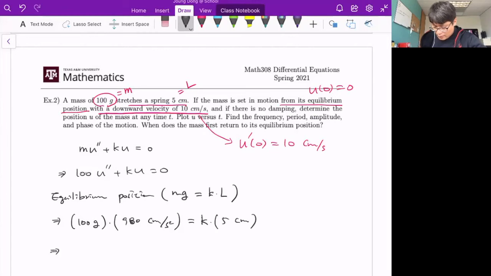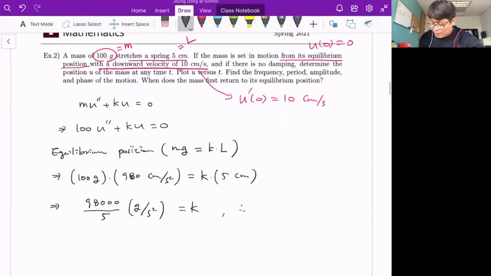Then this will be 98,000 over 5 centimeter, we cancel out, and gram per second squared is your spring constant, okay? When you simplify, your k is 19,600 gram per second squared, okay? And now let me update my differential equation. Here we go. My differential equation is 100 u double prime plus 19,600 u equals 0. There we go.